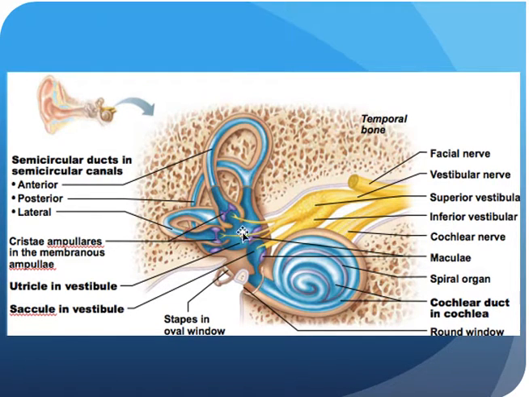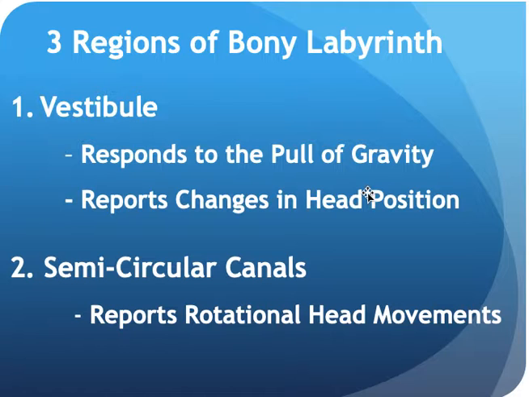So here is our vestibule. Here is our semicircular canals, and then here is our cochlea. And again, you can see we have different receptors in each one of these to pay attention and respond to different types of stimuli. So, three regions of the bony labyrinth, and here's the important part for the multiple choice.